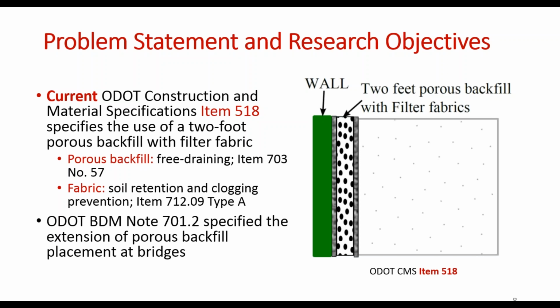The function of the fabric is to help retain the soil so that it will not be washed away, and also to prevent clogging of the soil at that interface, which ensures the performance of the drainage system. Both of these materials are also specified. For the fabric, we are using Item 712.09 type A. And in the bridge design manual, note 701.2 also specifies the extent or layout of this porous backfill placement at the bridges.